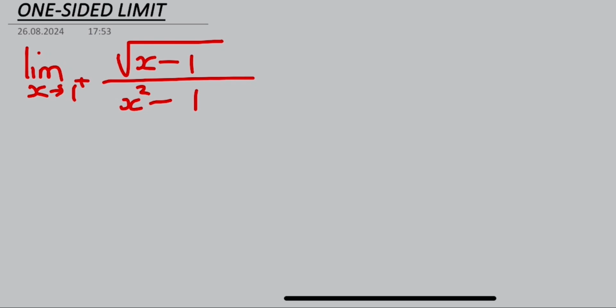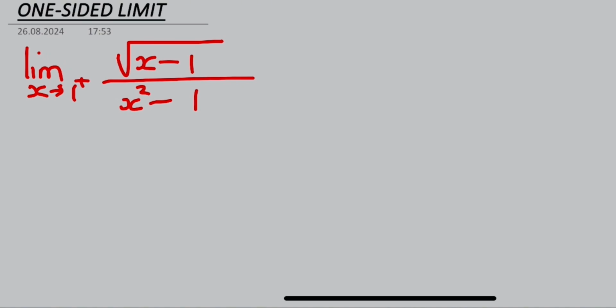Here we have a one-sided limit, which is the limit as x tends to 1 from the right of the square root of x minus 1 divided by x squared minus 1. If you can see this problem, it's a great problem. Actually, it needs some thinking. So how would you approach this problem in order for you to come up with the answer?